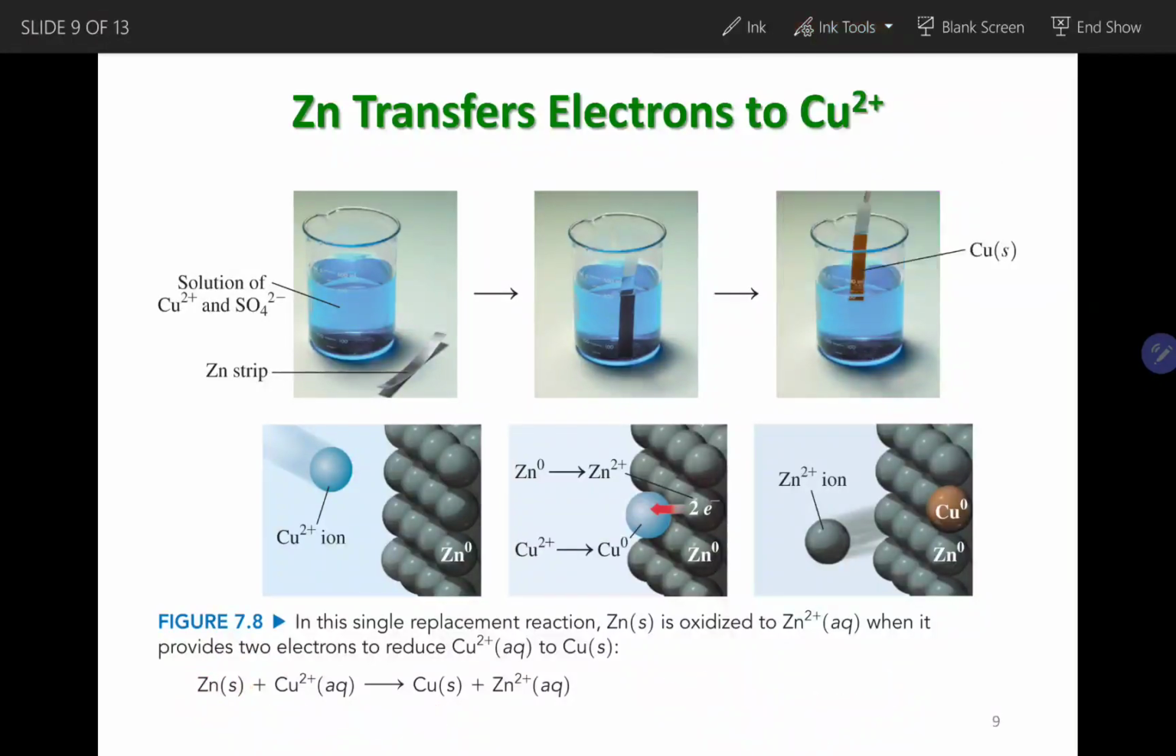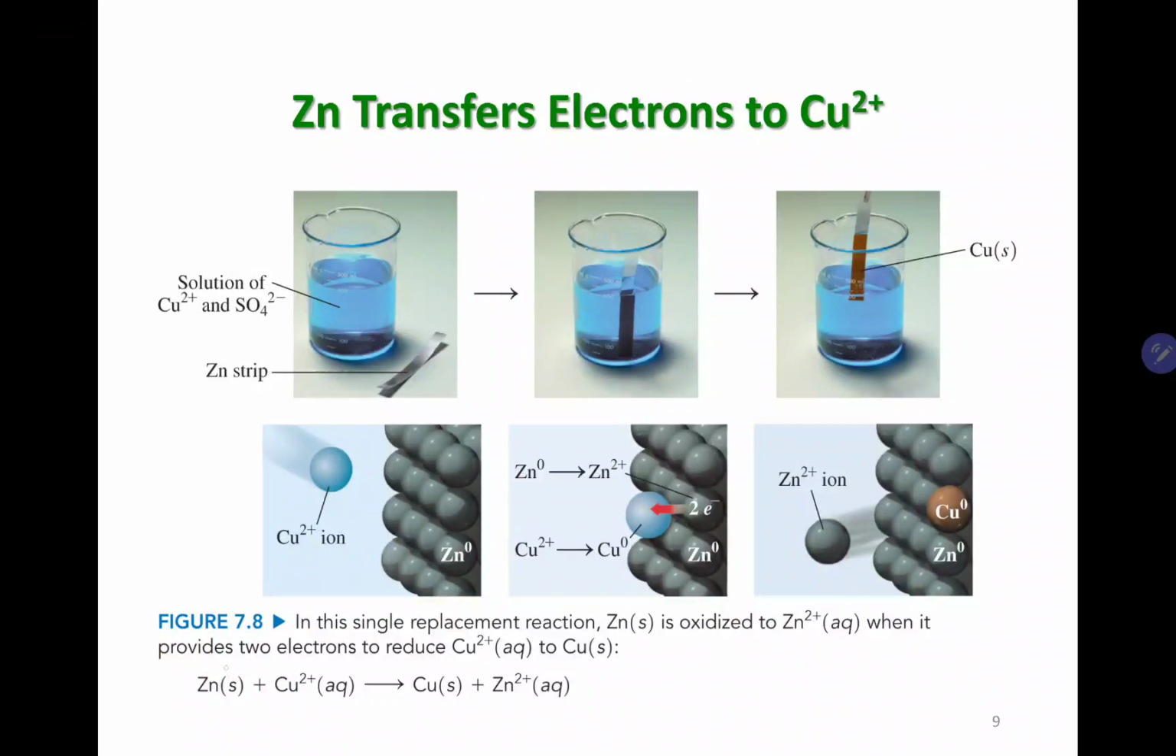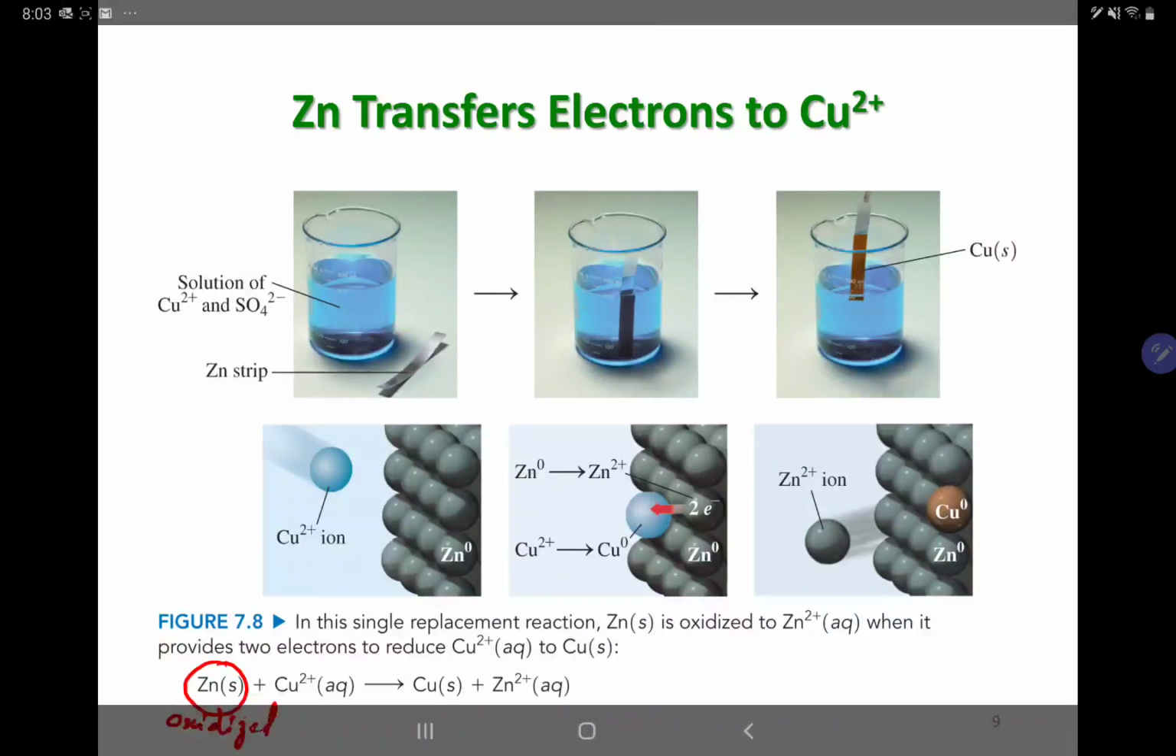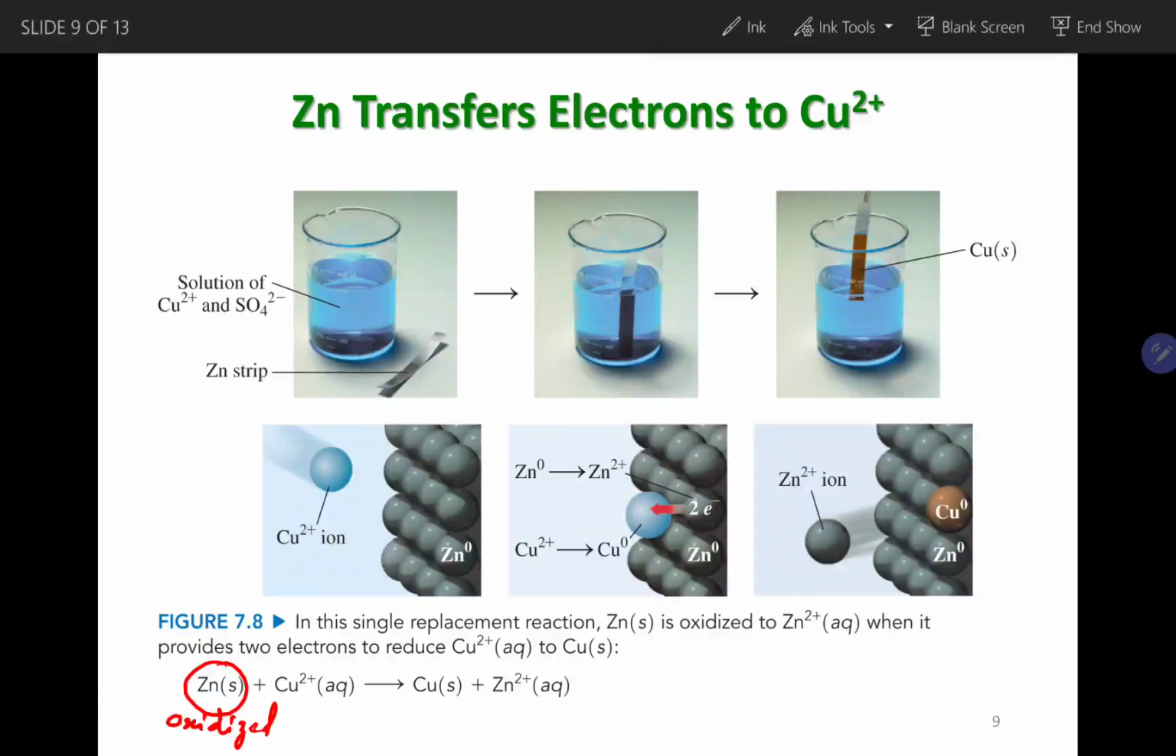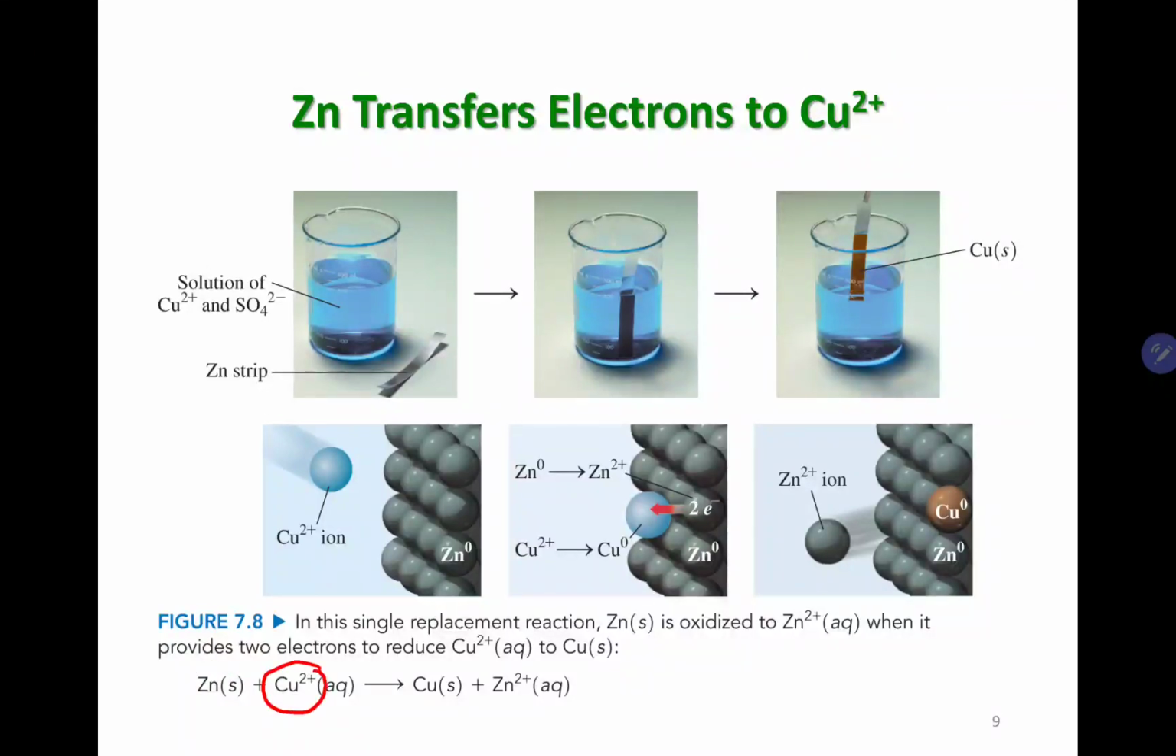And also in this reaction, zinc is being oxidized, and copper is being reduced. Okay, in here, copper is being reduced. Okay, this right here is being reduced. Copper 2 plus has been reduced.